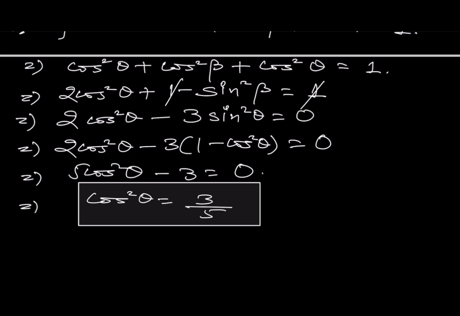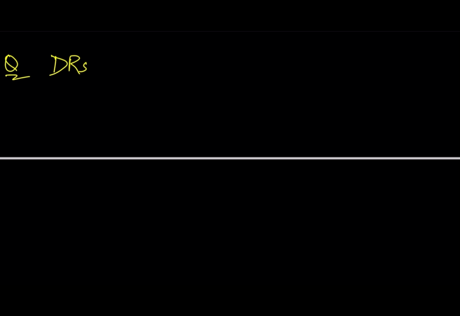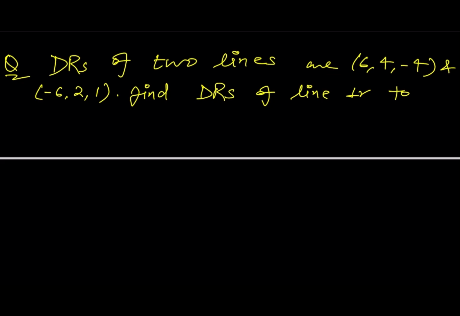Okay, now let's move to next question. Question is: DRs of two lines are 6, 4, minus 4 and minus 6, 2, 1. Find DRs of line perpendicular to both of them, right? So we have to find the DRs of a line which is perpendicular to both these lines, right?